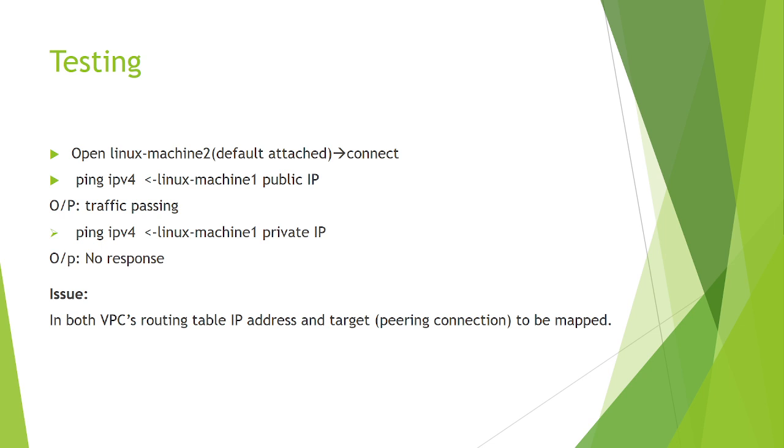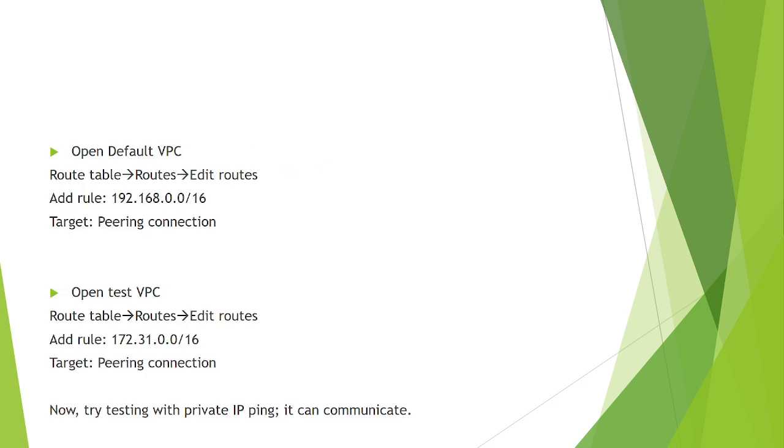And this is the testing phase. For the testing, first you take Linux machine 2 and ping the public IPv4 address of machine 1. If traffic is passing, then okay. Usually for the private IP address, it won't pass any responses. That is the issue. So what we need to do is configure the IP address and the peering connection. That is to be done at the last step.